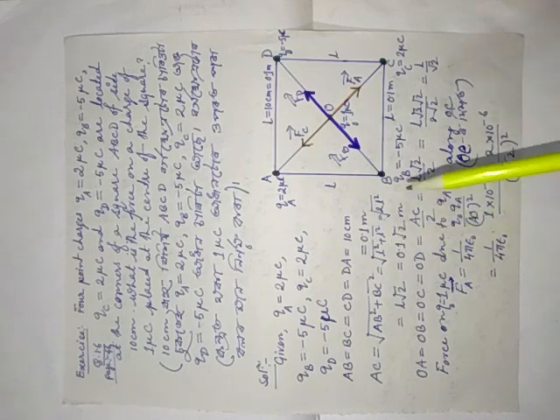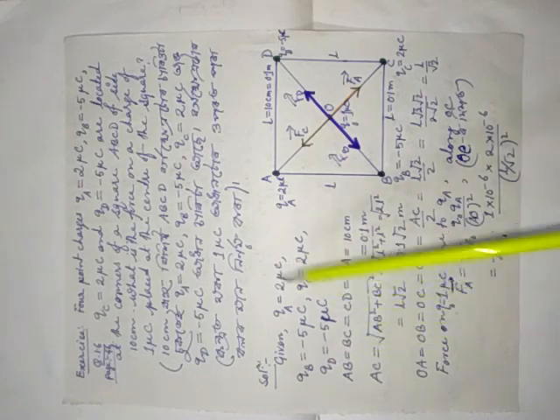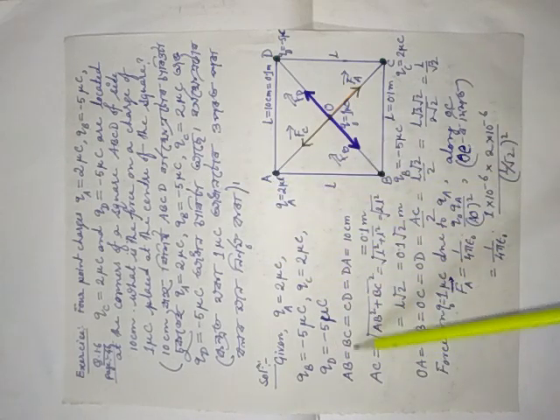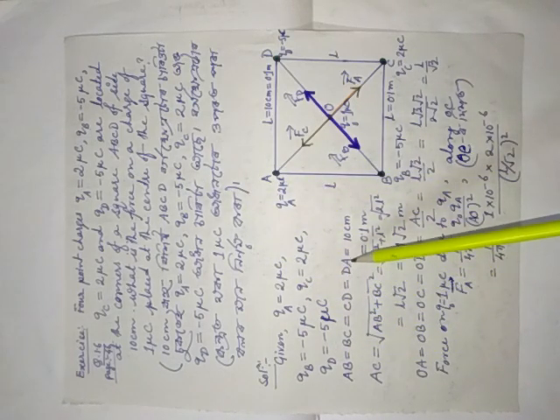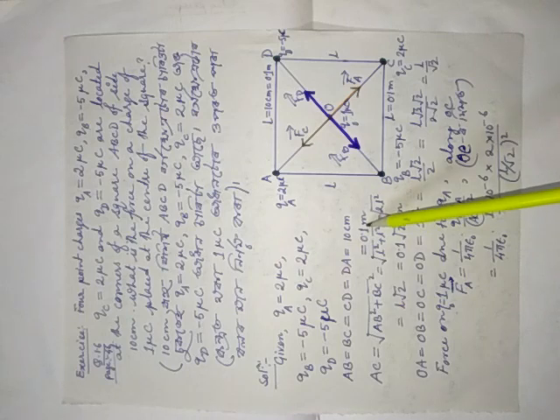See here, I have written the values given in the question, and AB equal to BC is equal to CD is equal to DA equal to 10 centimeter. It is given 0.1 meter. If you divide it by 100, it will convert it into meter.